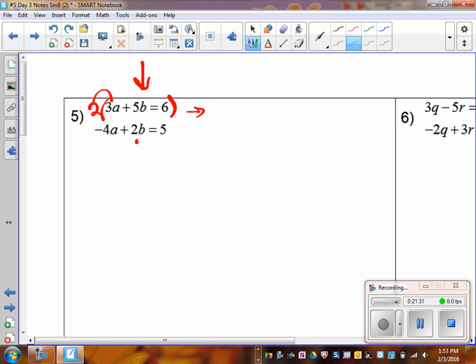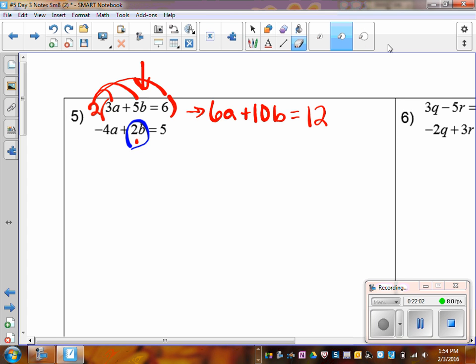Distribute. 2 times 3a. 2 times 5b, 10b. 2 times 6, 12. Alright. Now my second equation, I need to get my coefficient here for b to have the opposite sign, but the same number. 2 times what gives you 10? 2 times what gives you 10? 5. Yeah, so notice I'm just using my coefficient calculator.